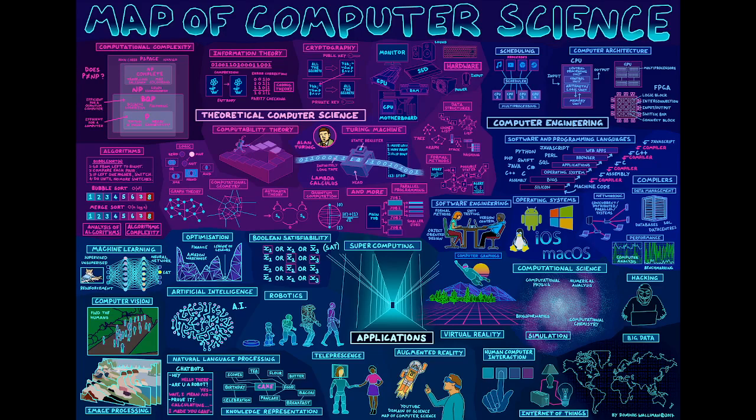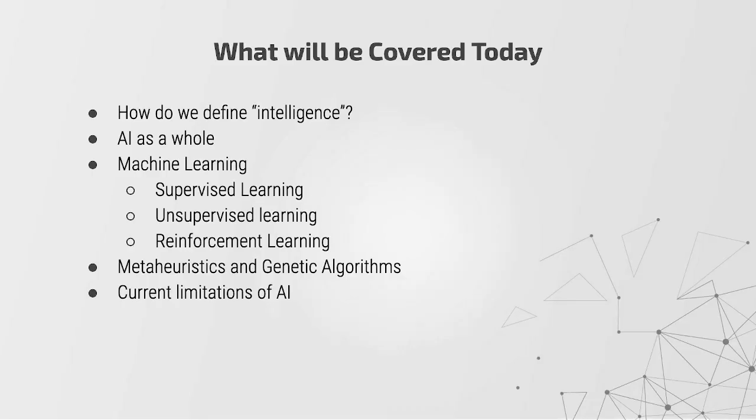So I guess today we want to cover a few things. We want to talk about how do we define intelligence in general? Because we talk about artificial intelligence, and a lot of us have an idea of what that is, but what does it mean to be artificial? What does it mean to be intelligent?